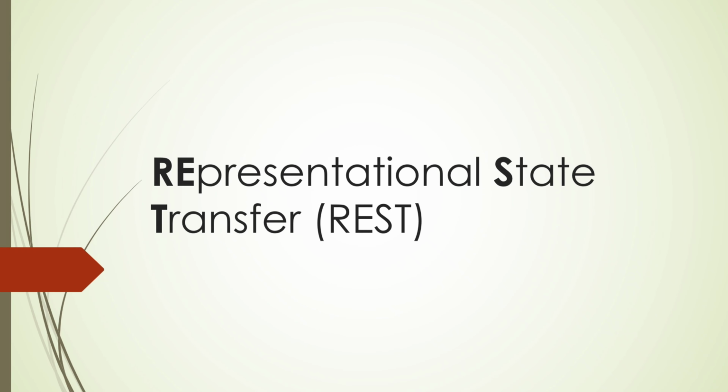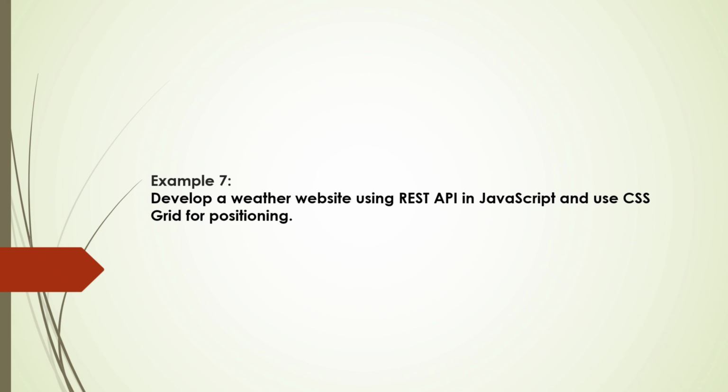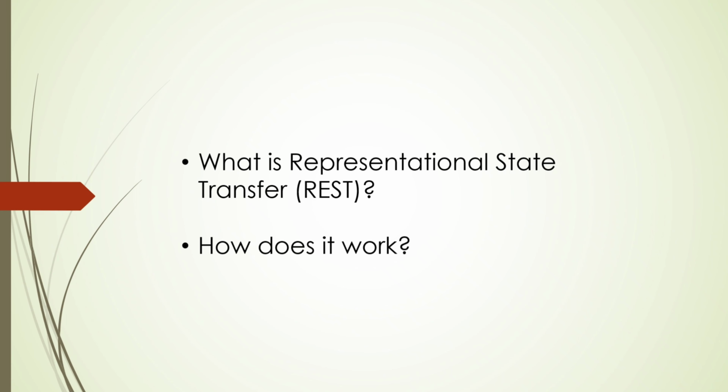Our topic now will be representational state transfer, that is REST. So we'll go with the example 7th. Here we'll develop a weather website using REST API in JavaScript, and we use CSS grid for positioning the elements. So now let's see what is representational state transfer, that is REST, and how does it work.